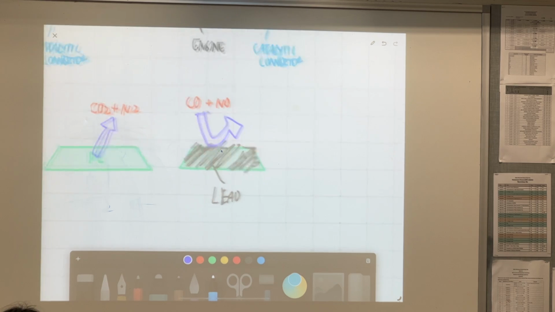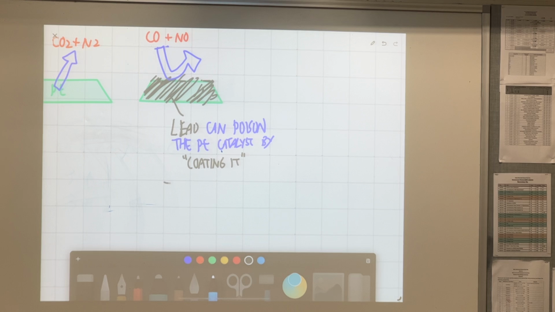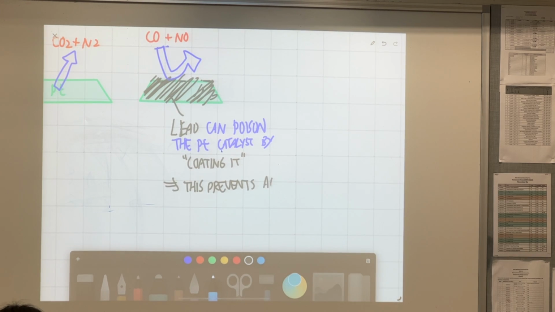So just write down one thing. Lead can poison the Pt catalyst by coating it. This prevents adsorption, and by stopping adsorption, you stop the reaction. So the catalyst is not functional anymore. So this prevents, and remember to spell the word correctly, adsorption of reactant.